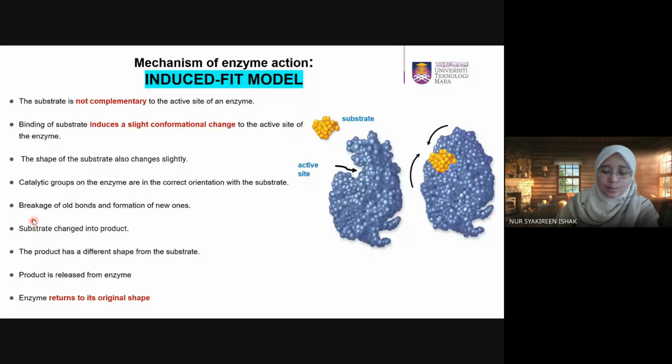The bonds within the substrate are changed, so the substrate will change into product. The product will have a different shape from the substrate. The product is released from the enzyme, and the enzyme returns to its original shape.